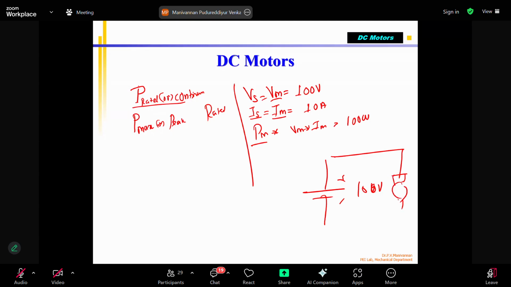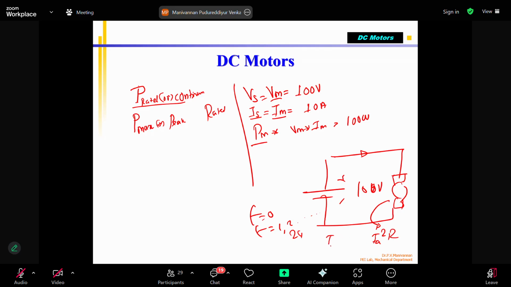Rated means I switch on at T equal to 0 time. I can run my motor 1 hour, 2 hour, 3 hour, 4 hour, 10 hour, 24 hours, non-stop. We know that when the motor is running continuously, as I told you yesterday, there's one loss called copper loss, the I squared R loss, the Ia squared R. There's a current flowing in the armature coil.